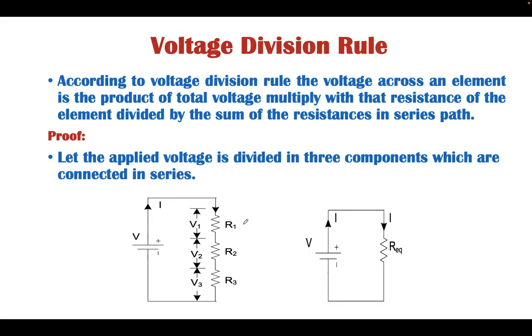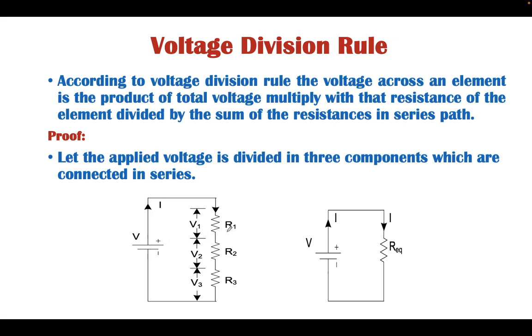Now the voltage division rule. The voltage division rule is applied when the elements are connected in series. According to the voltage division rule, the voltage across an element is the total voltage multiplied by the resistance of that element divided by the sum of the resistances in the series path.